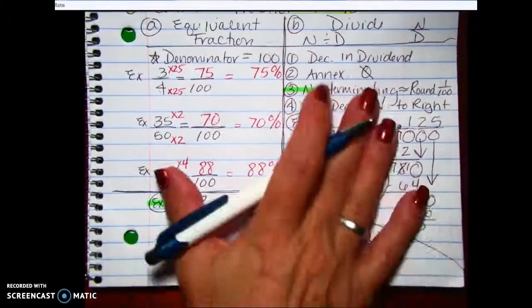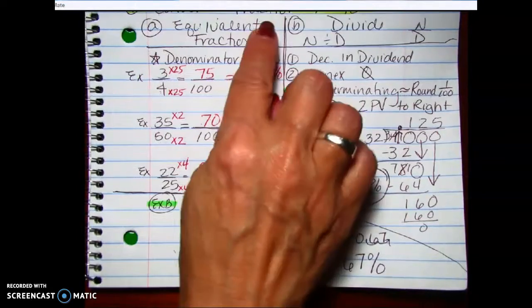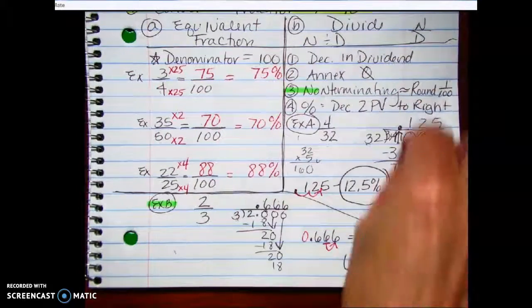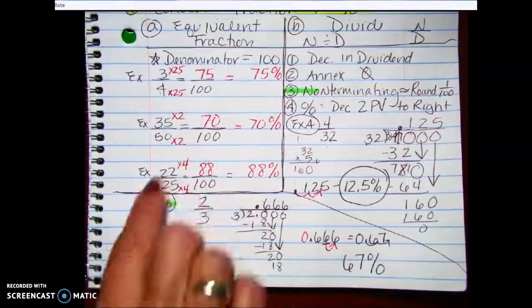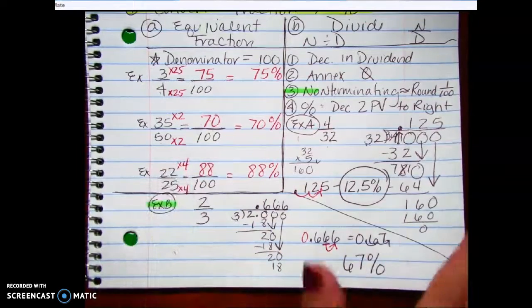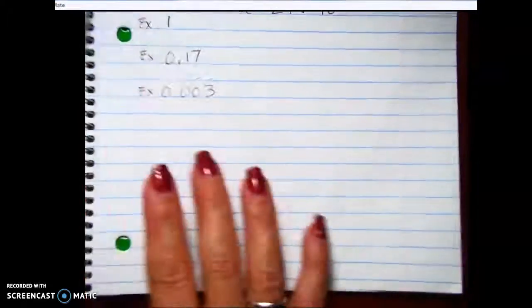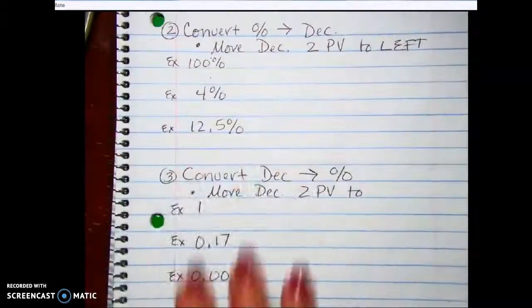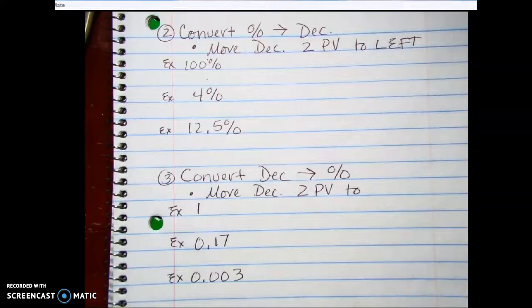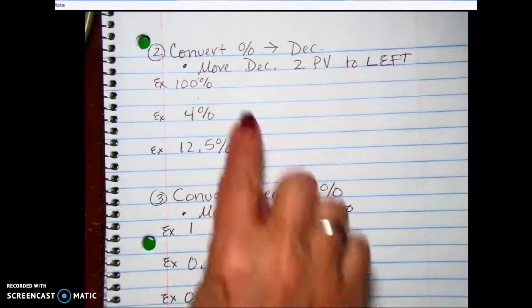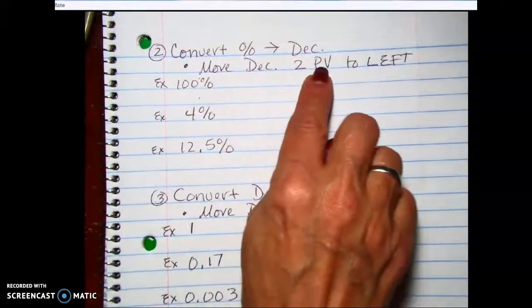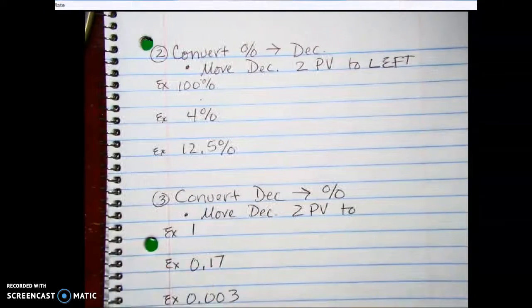Now, this is the hardest to do, converting fractions to a percent, if it's not easy like this here. But that's fine. We started with the hard stuff. Now we have to also make sure that we convert a percent to a decimal. This one's not that difficult. So what we have to do is move the decimal 2 place values to the left.